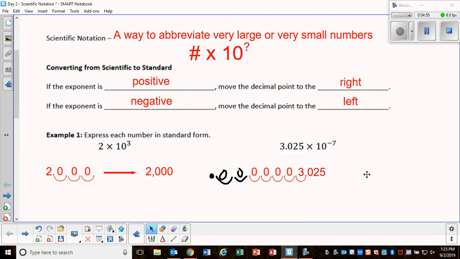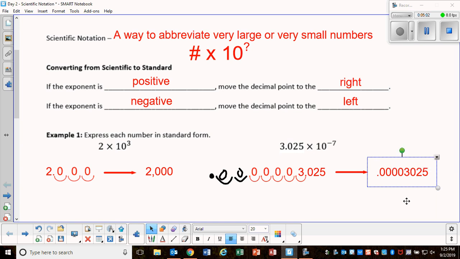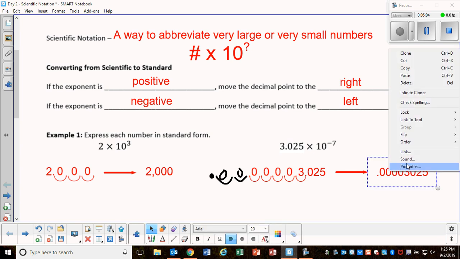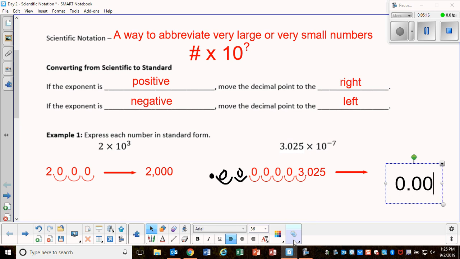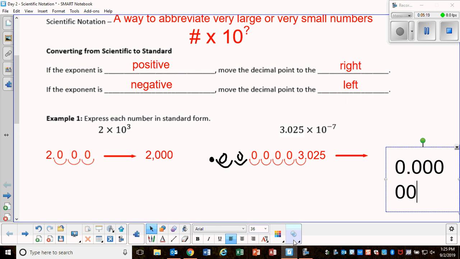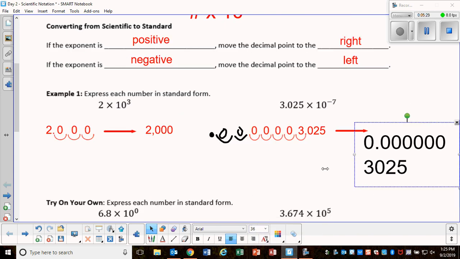So that changes our number to be, not this. This is wrong. Well, I can't delete it. Yeah, I should be able to delete. There we go. It changes our number to be 0.0000. Did I count right? One more. 1, 2, 3, 4, 5, 6 zeros. 3025. And now I'm just going to make it so you can see the whole thing.